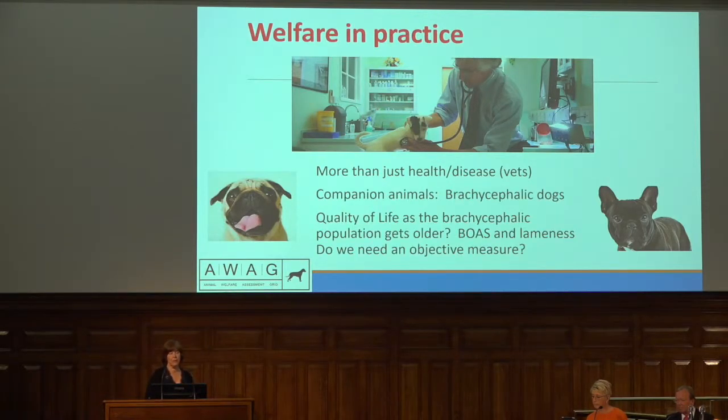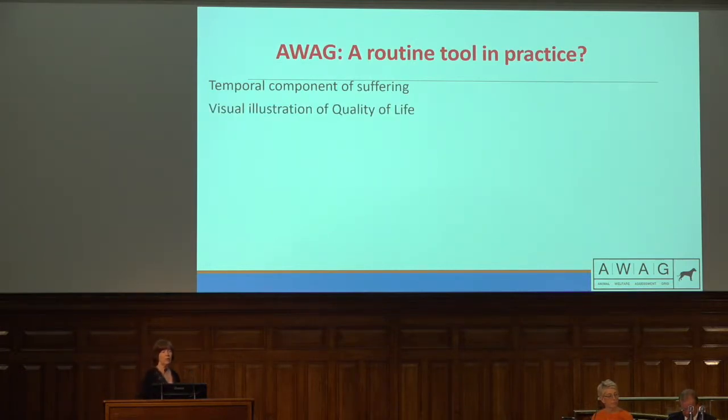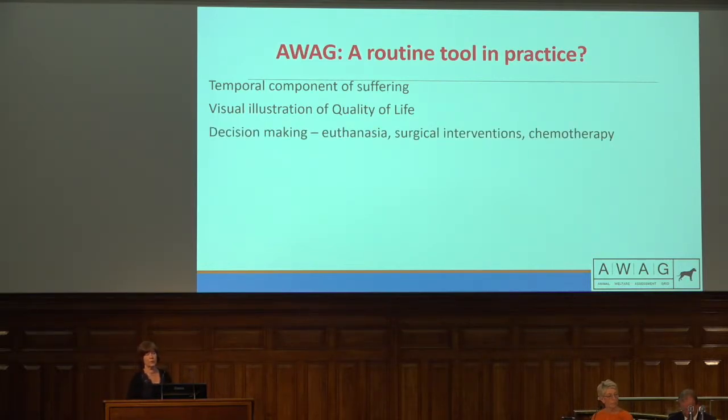So if we think about companion animals, think of the number of brachycephalic dogs that are around now. The number's going up and up and up. They're very popular. How are we going to measure the quality of life of these animals as that population gets older? As they go down with obstructive airway syndrome and lameness, we need some sort of objective measure to look at quality of life. So can the AWAG be used as a routine tool in practice to look at the temporal component of suffering? It will give you a visual illustration of quality of life and therefore enable good decision making.